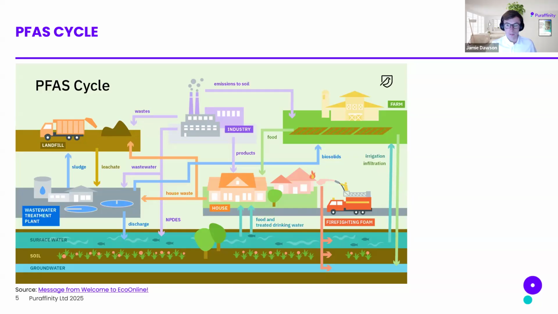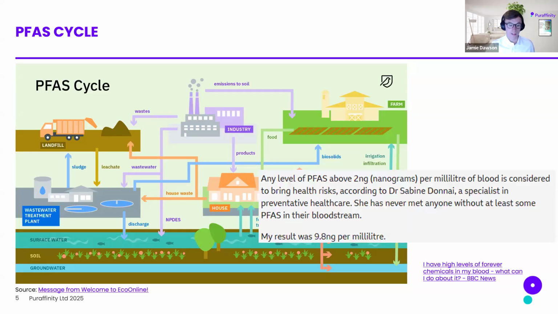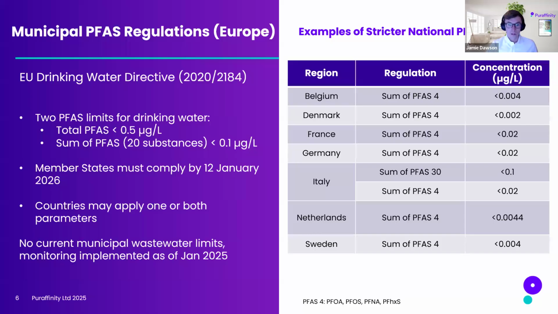And so what does that actually mean for us as humans? I just added this extract from a BBC News article from this week where the reporter went to get their blood tested for PFAS and found that they had 5 times what's considered to be the safe level of PFAS within their blood. And of course, that's coming from all these different sources that you see on the screen. So that's why regulations and treatment are being put in place.